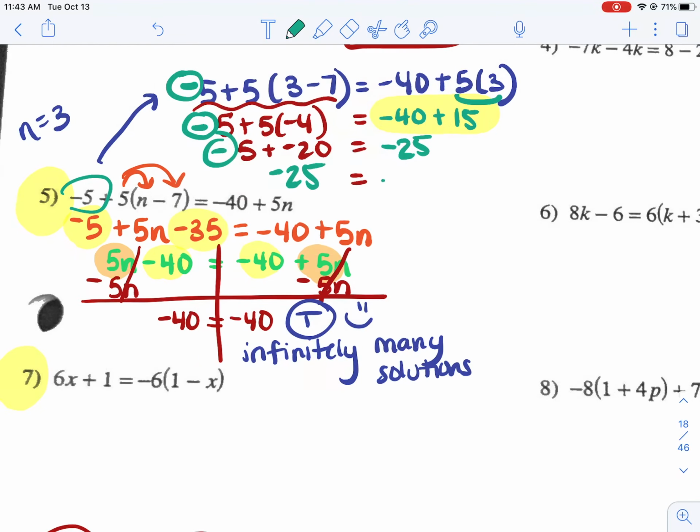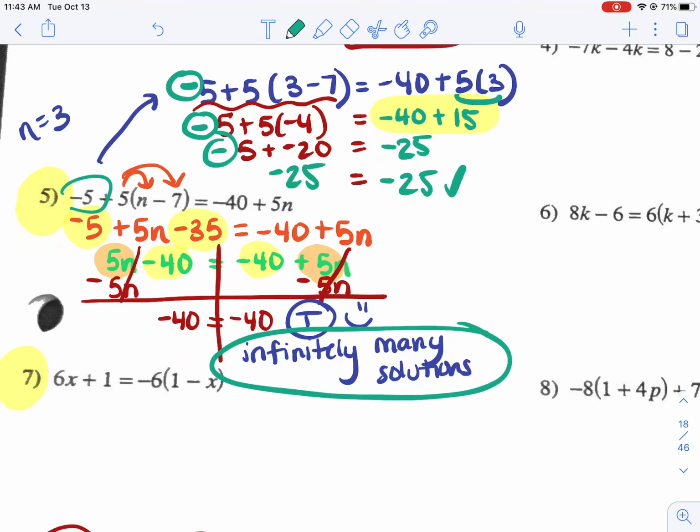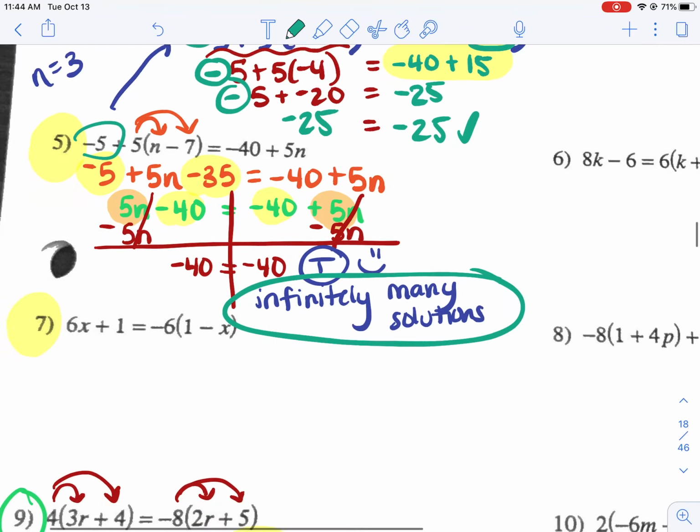So I just picked any number, and it worked. This is true for anything. I could pick any number in the entire history of mathematics, and it would work. I could pick a positive, a negative, a decimal, a fraction. So the solution to this, when you cancel out both the variables and it's true, is infinitely many.